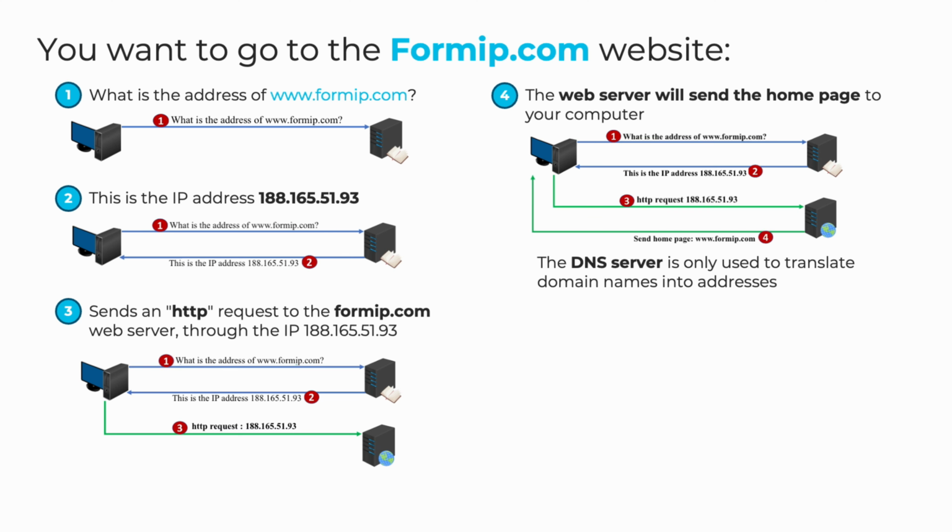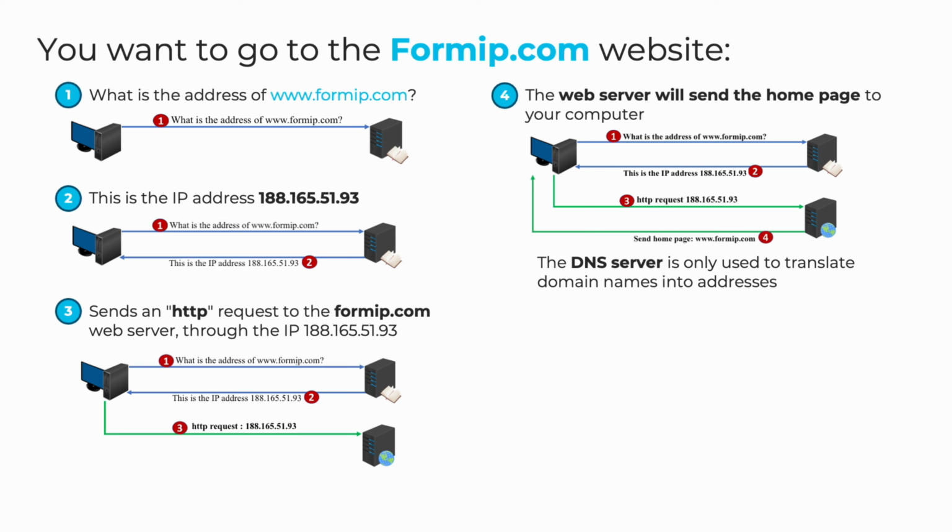The DNS server is only used to translate domain names into addresses. That is, if instead of www.formip.com, you write http:// plus the IP address, then you should also see the Formip homepage.